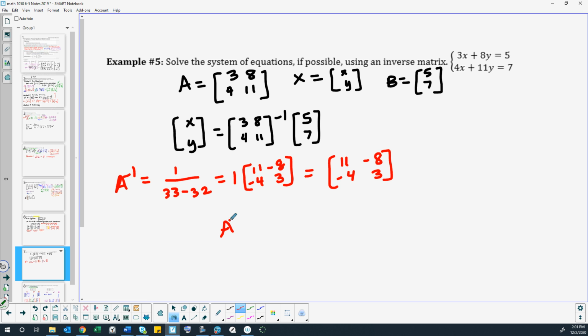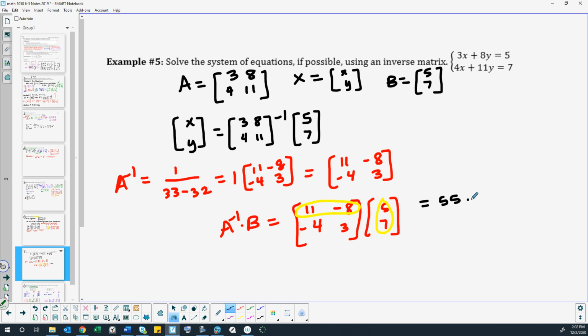So then our inverse, a negative 1 times b, is what we're doing. So the inverse is 11, negative 8, negative 4, 3. And we're going to multiply that times our constant matrix 5, 7. So we're just going to take row 1 times the column, which gives us 11 times 5, or 55, negative 8 times 7, which is negative 56. We're adding those together. It just happened to be a negative number, so it looks like it's subtracting, but it's adding a negative 56. So that gives us a negative 1.